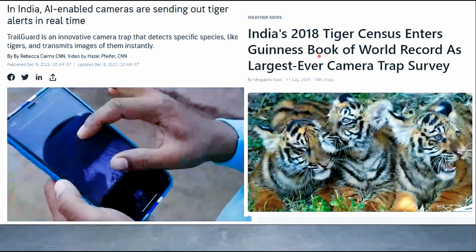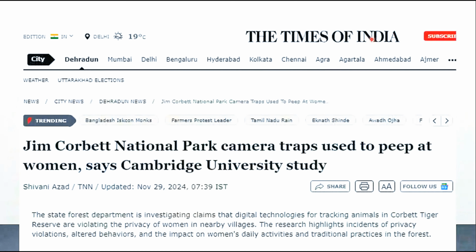Okay, and the aim of this particular topic is biodiversity assessment. This has been extensively used. The camera trap survey has been extensively used to monitor the tiger numbers in India, and this has entered into the Guinness Book of Records as well.